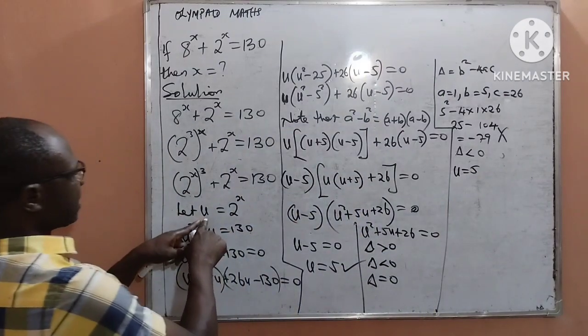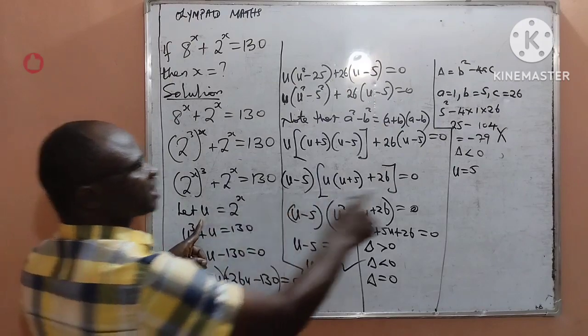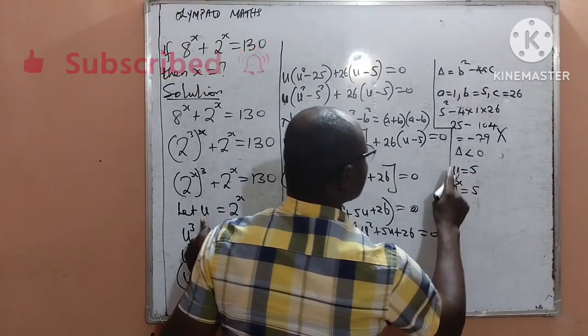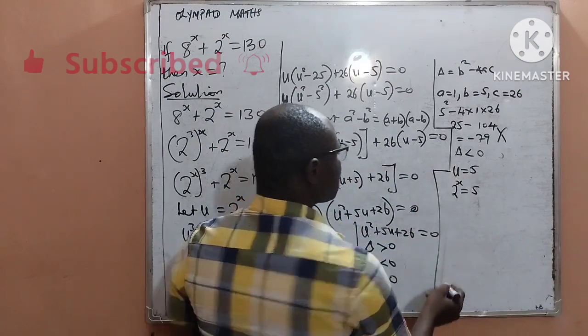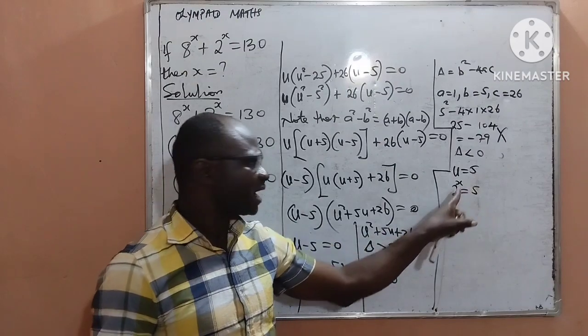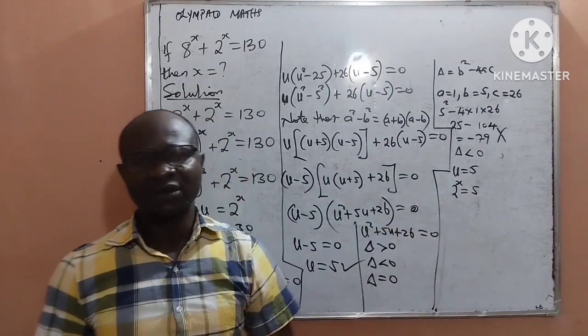But then, what is the value of u here? u is said to be equal to 2 raised to the power x. I replace this place with u. 2 raised to the power x is equal to 5. What then should be done? I want to get x now. I have gotten u equal to 5, and I have replaced the value of u: 2 raised to the power x equal to 5. What will be that value of x?